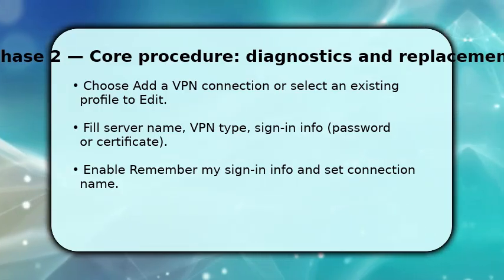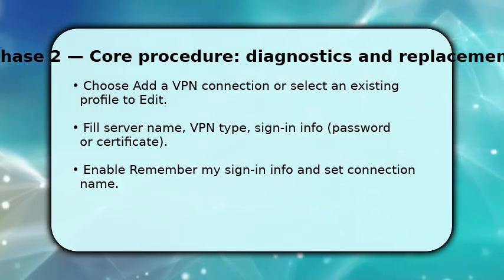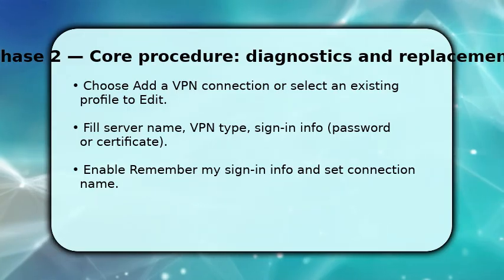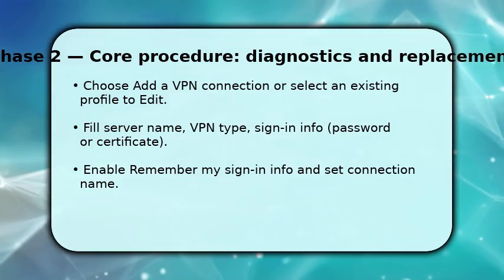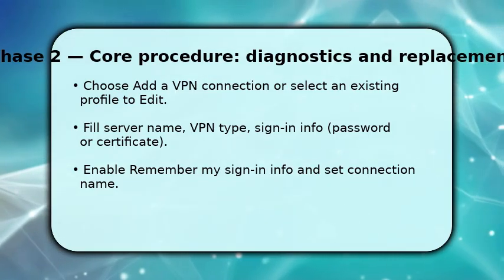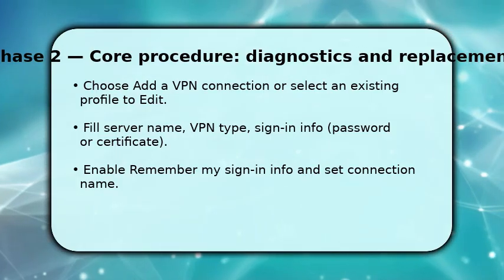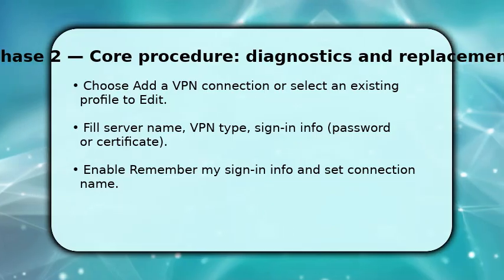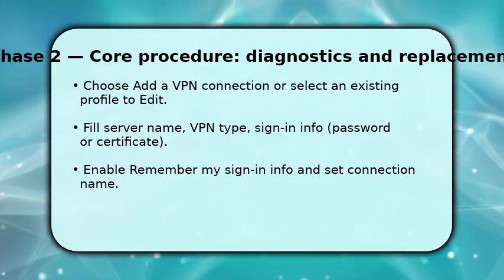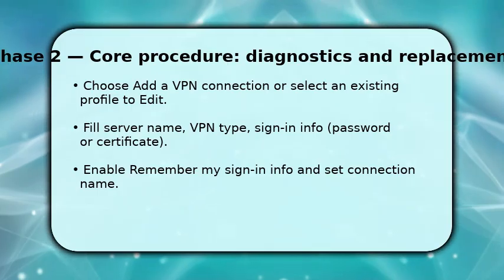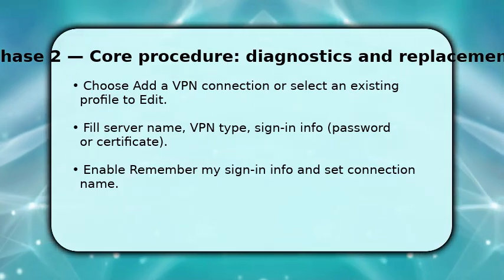For a new entry, choose the VPN provider, enter the server name or IP, select the VPN type, IKEv2, L2TP, or OpenVPN via client, and set sign-in info, username/password, or certificate. Make sure to label the connection clearly so you recognize it later. And enable Remember My Sign-in Info to speed reconnections.